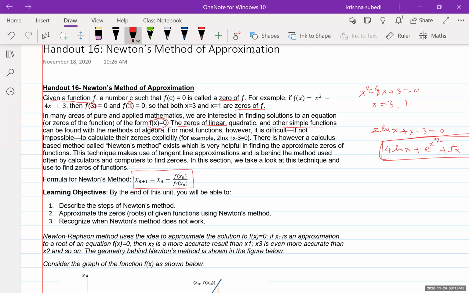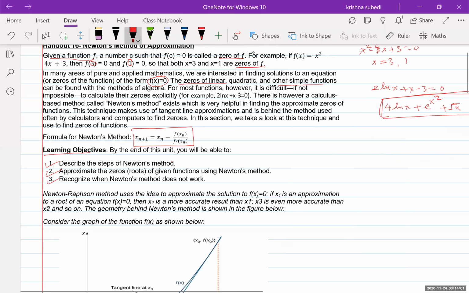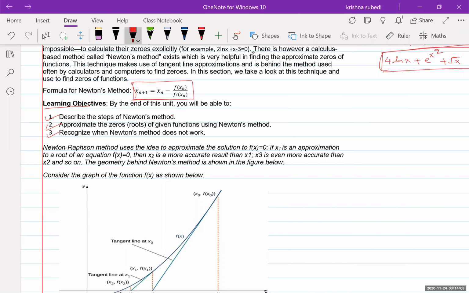So here are the learning objectives. By the end of this unit, you will be able to describe the steps of Newton's method, approximate the zeros or roots of a given function using Newton's method, and recognize when Newton's method does not work. All right. So first of all, let us develop this formula. Let us talk about what exactly Newton's method is.